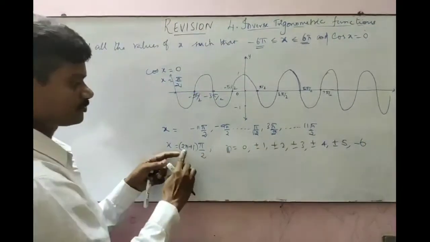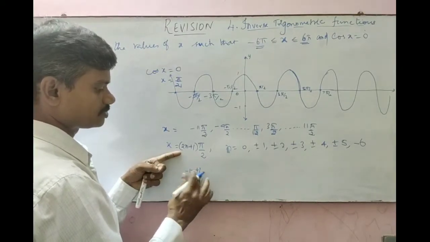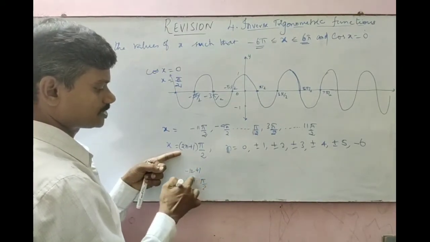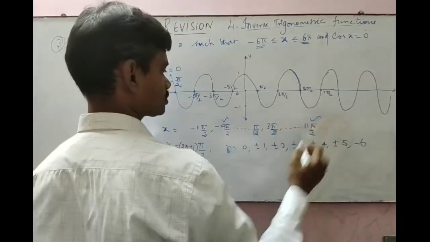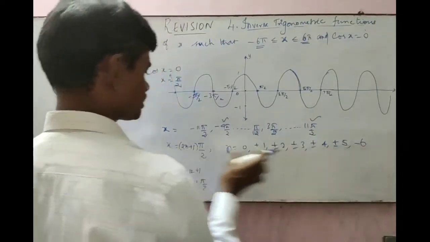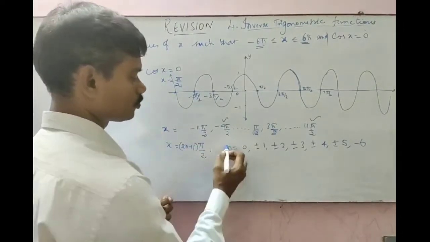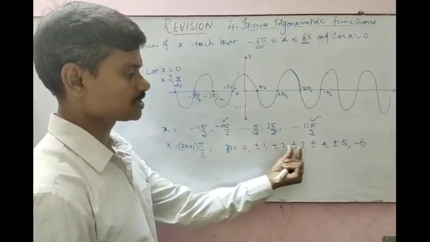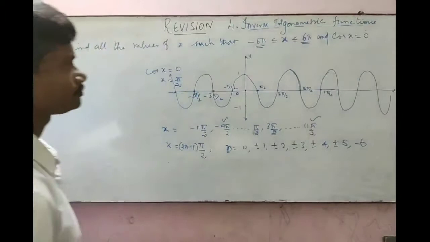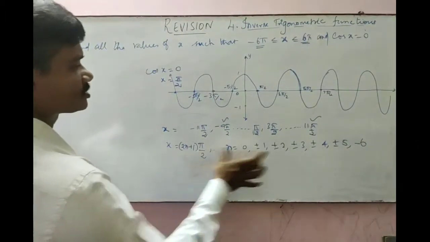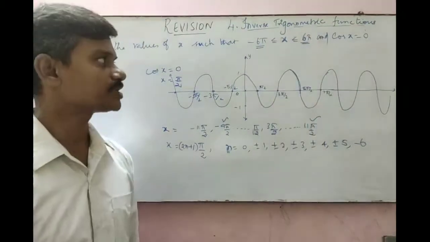If you substitute the value of n as minus 6, you will get minus 12 plus 1, that is minus 11 pi by 2. You will get this value separately for minus 6. Up to plus 6 means you will get these two values. Then for minus 6, you will get minus 11 pi by 2. So x is equal to (2n plus 1) pi by 2, for n is equal to 0, plus or minus 1, plus or minus 2, plus or minus 3, plus or minus 4, plus or minus 5 and minus 6. So these are the values of x for cos x is equal to 0 between the interval minus 6 pi to plus 6 pi.